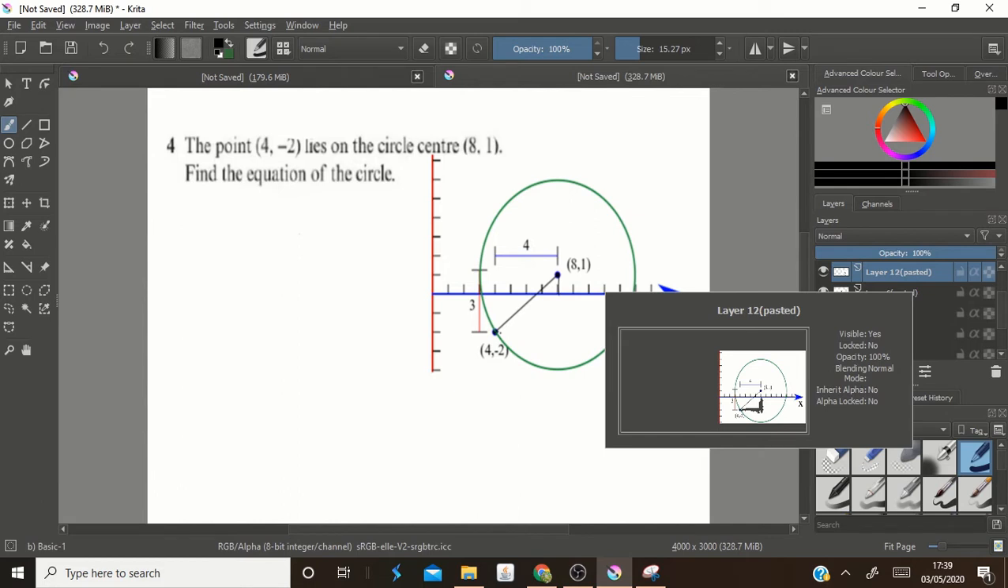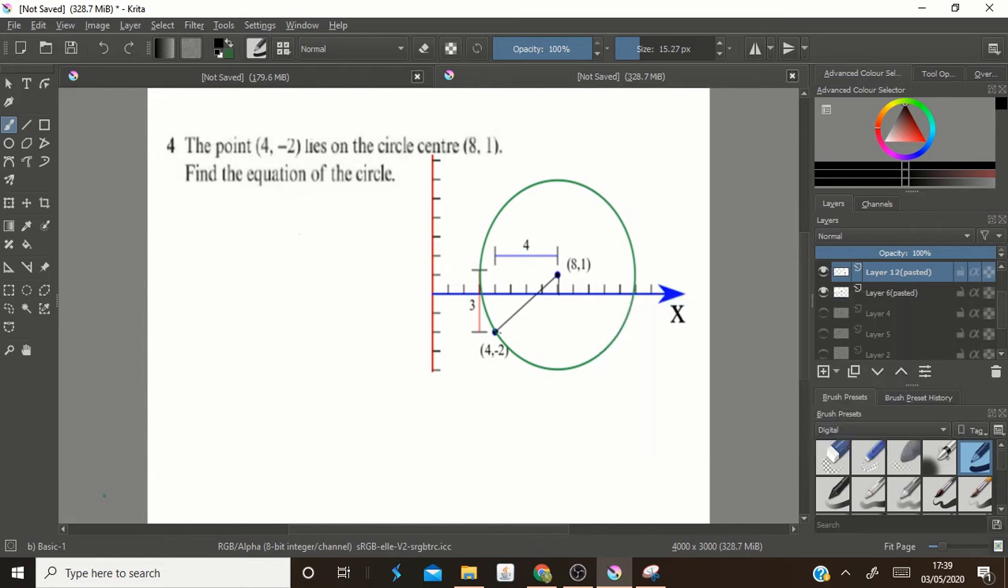So the point 4, minus 2 lies on the circle with centre 8, 1. Find the equation of the circle. Here I've assembled this little diagram to help us visualize the radius. From this question, we see we already have the centre of the circle and we have a point. The only thing missing to fulfill the equation I showed previously is the radius.